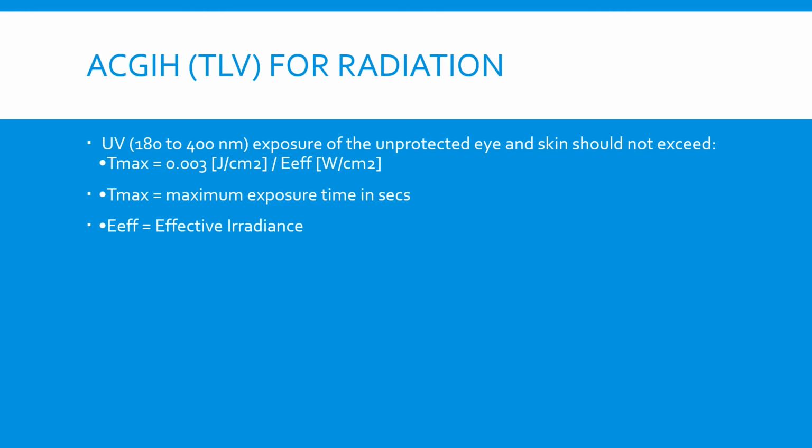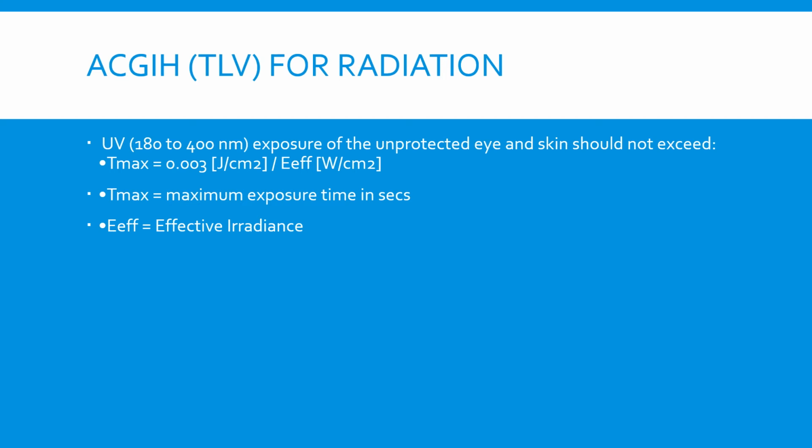Now, since radiation is so dangerous to humans, there have been limitations and standards set on the amount of exposure allowed while working. So the American Conference of Governmental Industrial Hygienists, or the ACGIH, has set a threshold limit value, or a TLV, for radiation. And for UV, it's 180 to 400 nanometers, which is nm.